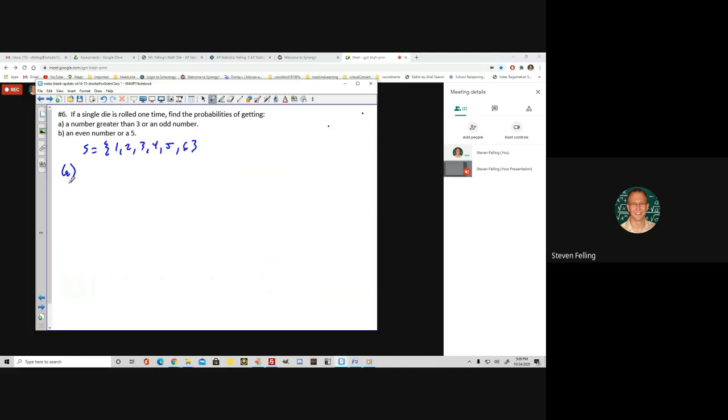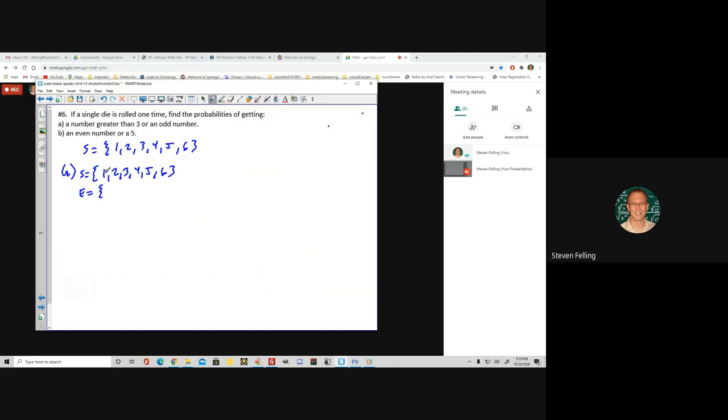Okay, for part A, we could find the probability that the number is greater than 3 or an odd number. So you could just take the sample space listing, 1, 2, 3, 4, 5, 6, and include all the things that would be in there. You could think of this as making an event space. Let's say I'm only going to include the numbers from here that are greater than 3 or odd, right? So I'll look at each number and see, does it meet this criteria?